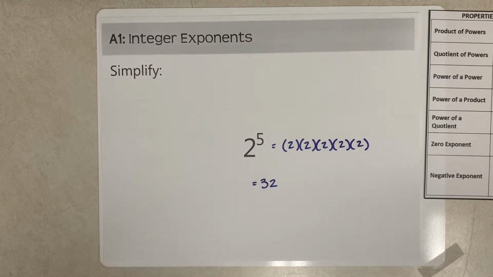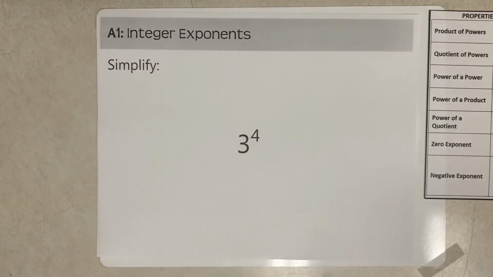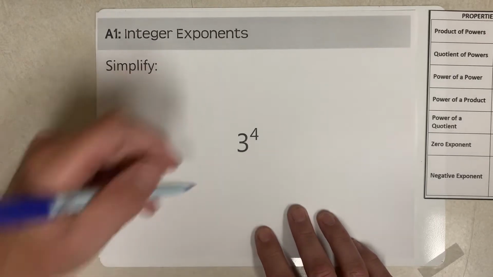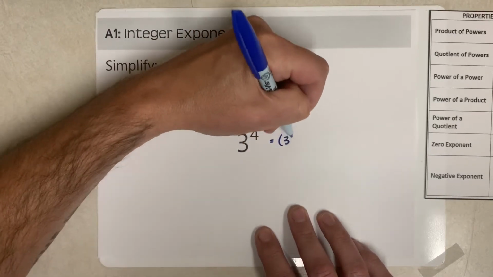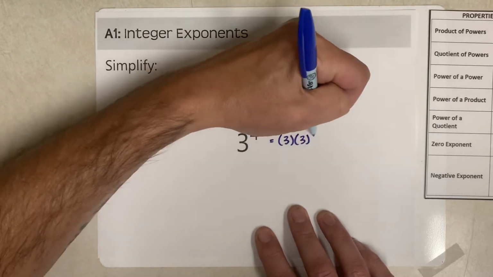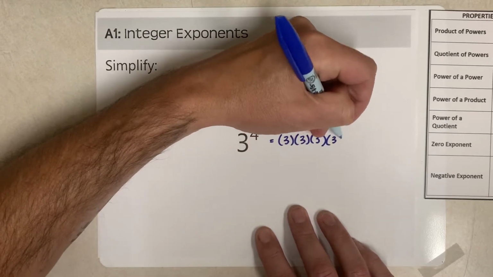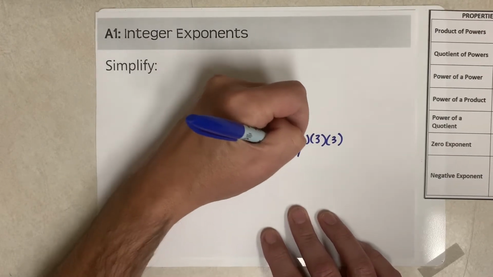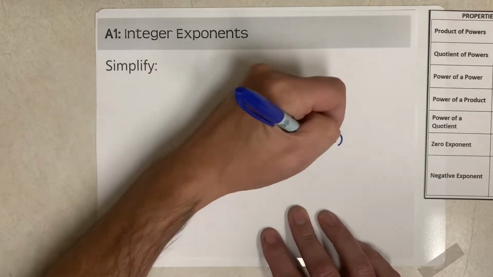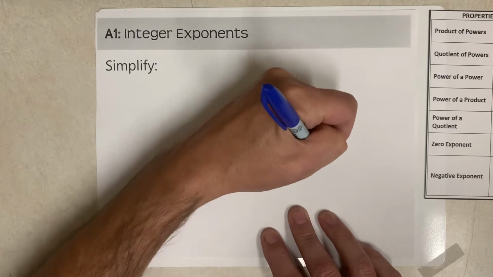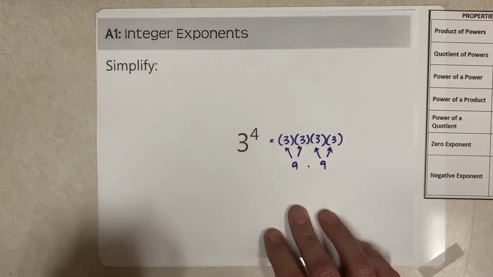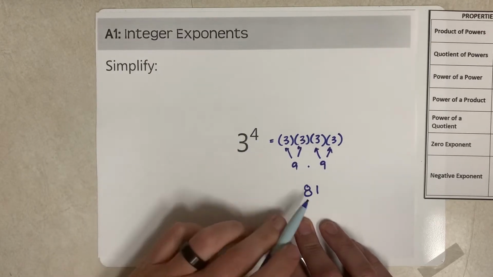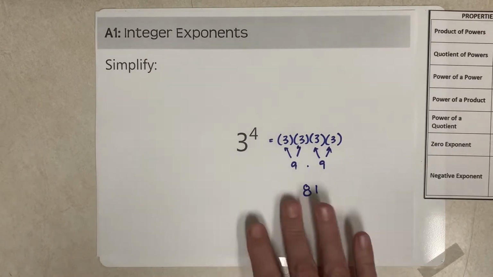Our next one is 3 to the 4th. And so again, you have 3 to the 4th power. That's 4 3's multiplied together. 3 times 3 times 3 times 3. And so if you think about it, these two 3's make 9. These two 3's make 9. And 9 times 9 is 81. So 3 to the 4th power is equal to 81.